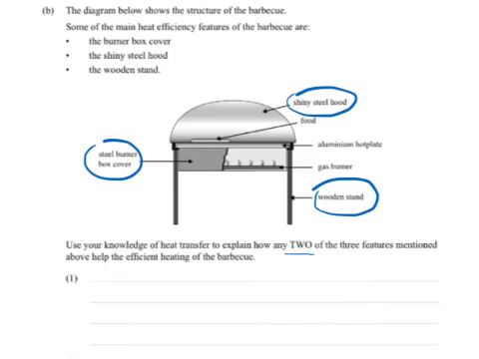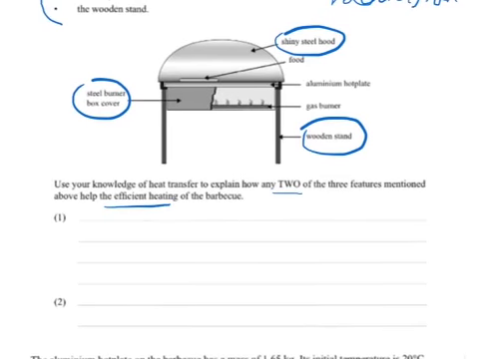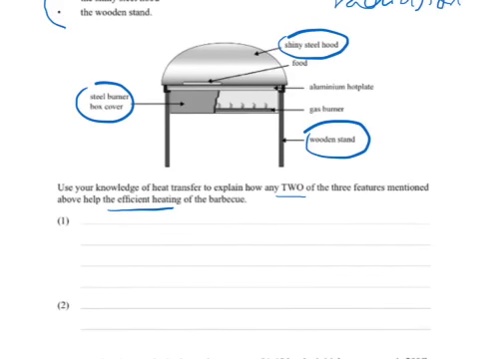So, there are three kind of things to consider with this: conduction, convection, and radiation, and perhaps combinations of these, and we need to consider how each of these three things use conduction, convection or radiation to help make efficient heating. Okay, so I'll talk about them.